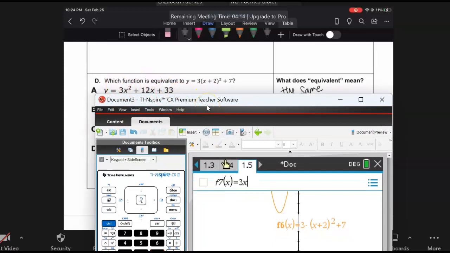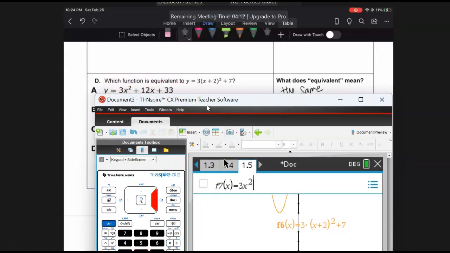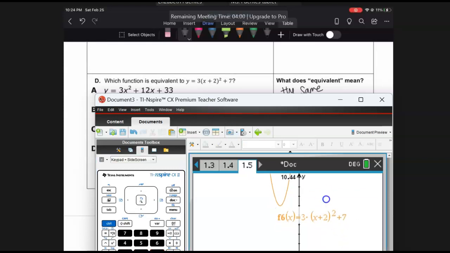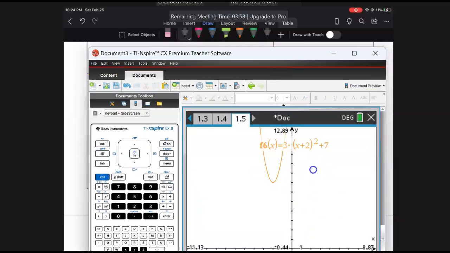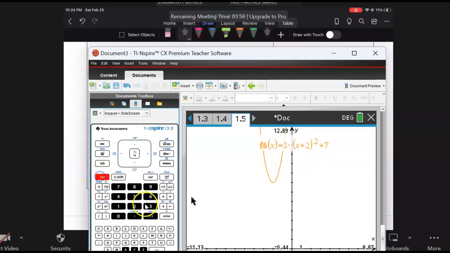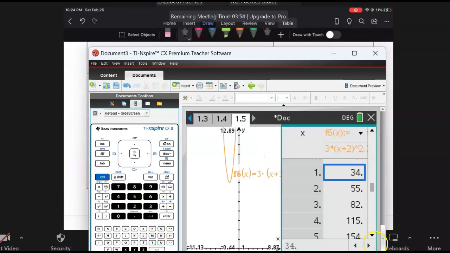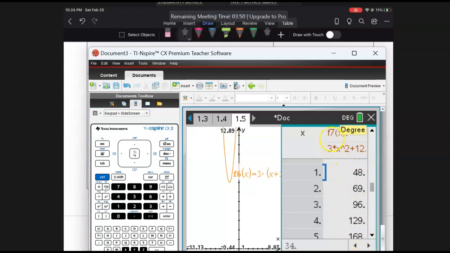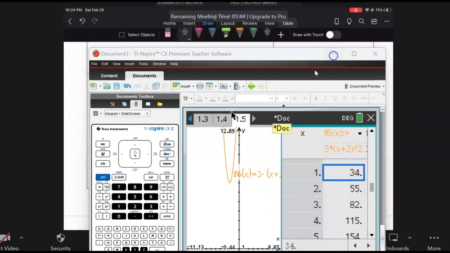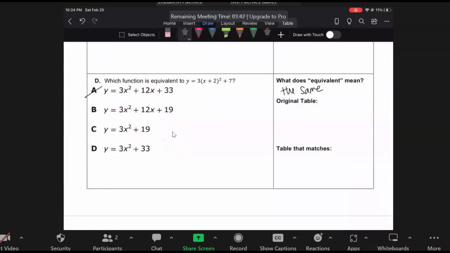So 3x squared plus 12x plus 33. Enter. Can't really see the other graph, so I'm going to try Control T. Maybe it's covering it, so I need to double check. This one should be 34, my orange graph. And my new graph, the slightly brown graph, should be 48, 34. They do not match. So it is not answer choice A.